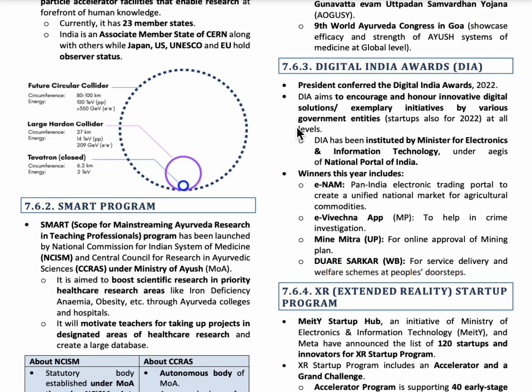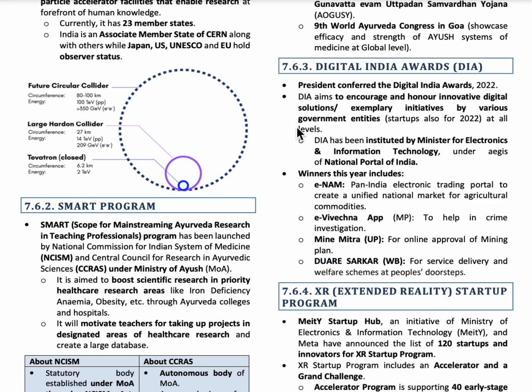The next topic is Digital India Awards, DIA. So these awards are given to encourage and honor innovative digital solutions, exemplary initiatives by various government entities. So ENAM, which is Unified National Portal for Agricultural Commodities Trading, and Vivechna app, which helps in crime investigation, and Mine Mitra, which approves mining plan online, and Dware Sarkar, which provides service delivery and welfare schemes at people's doorstep.